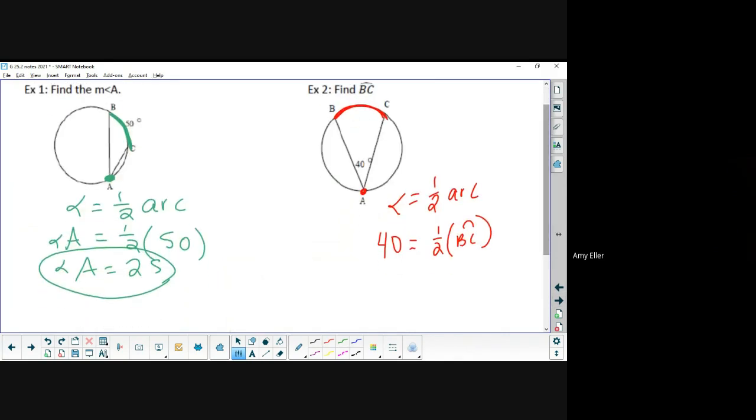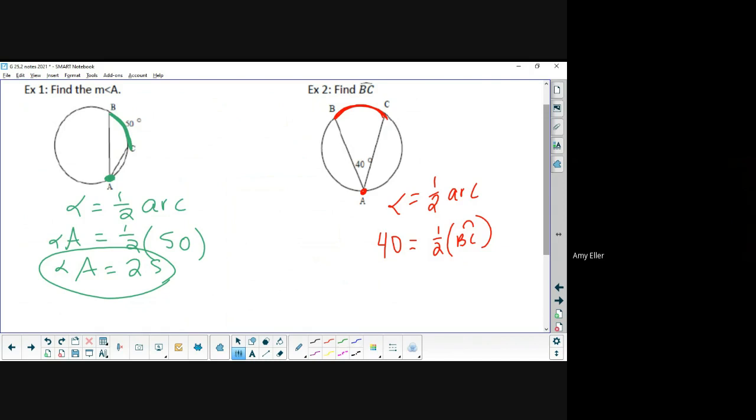Who remembers the best way to get rid of this half here? You could. Ash, what do you think? Yeah, we do 2 over 1. Yeah, you multiply by the reciprocal. So it says times a half.